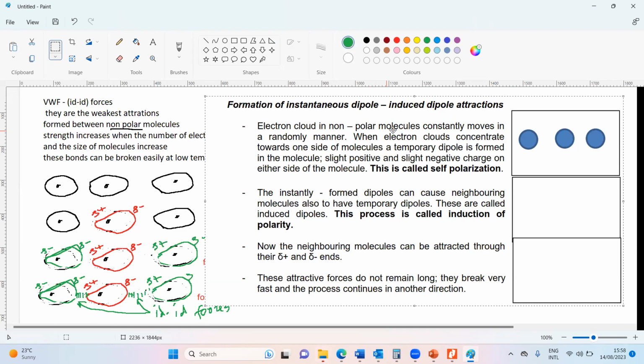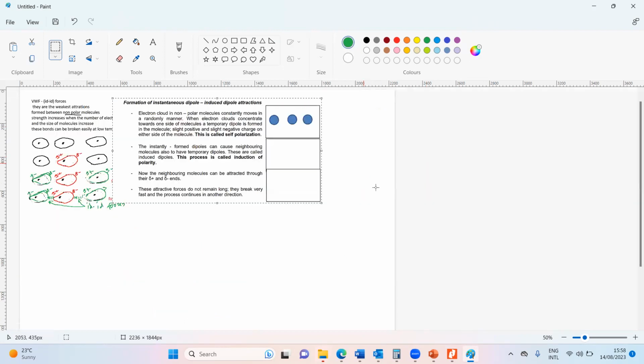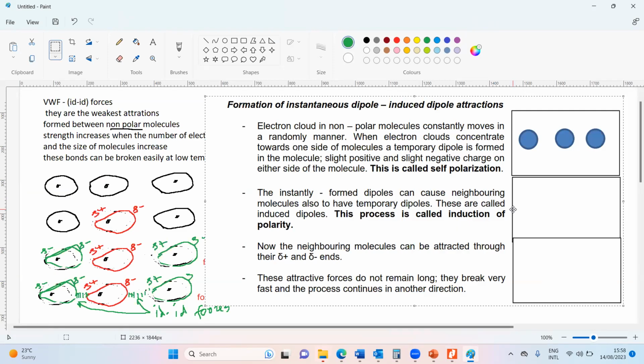Electron cloud in non-polar molecules constantly moves in a random manner. When the electron cloud concentrates towards one side of the molecule, a temporary dipole is formed in the molecule. That means a slight positive and slight negative charge on either side of the molecule. This is called self-polarization.